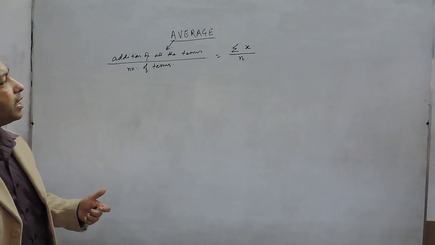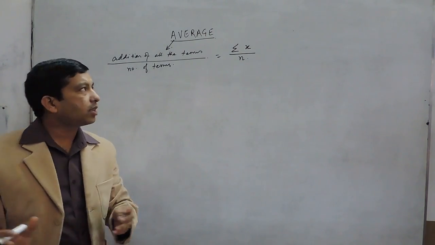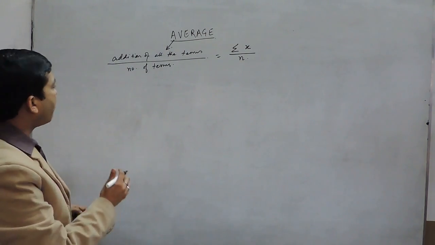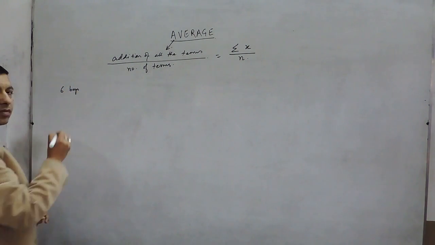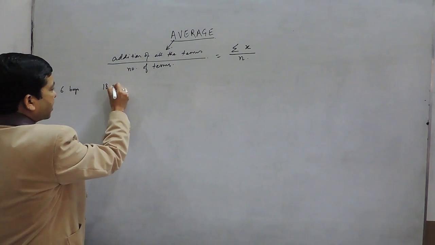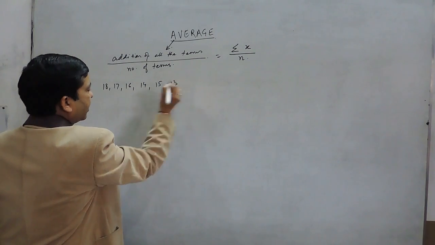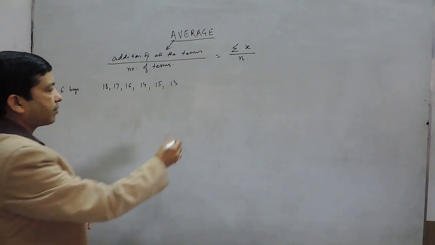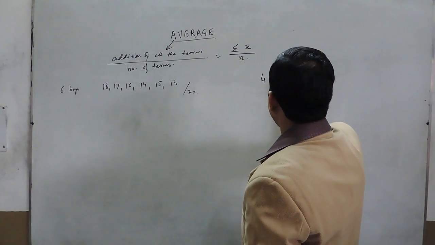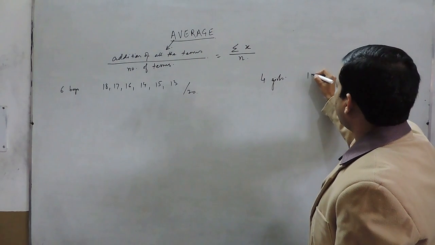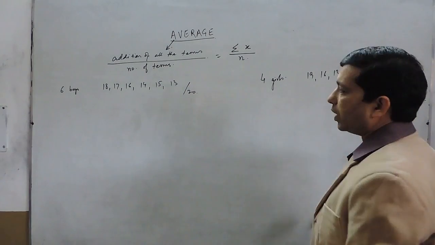So average is basically used to find out information for a group of members. Suppose in a class there are 6 boys and they have the marks 18, 17, 16, 14, 15 and 13. These are the marks out of 20. And there are 4 girls, and their marks are 19, 16, 13 and 12, again out of 20.